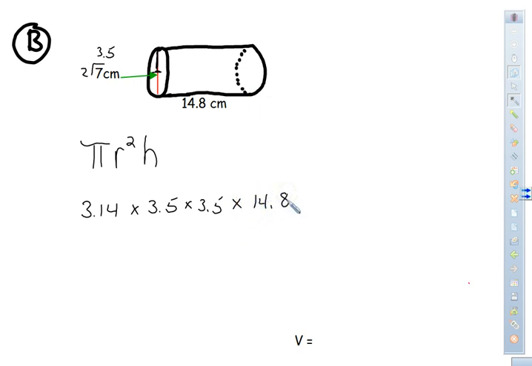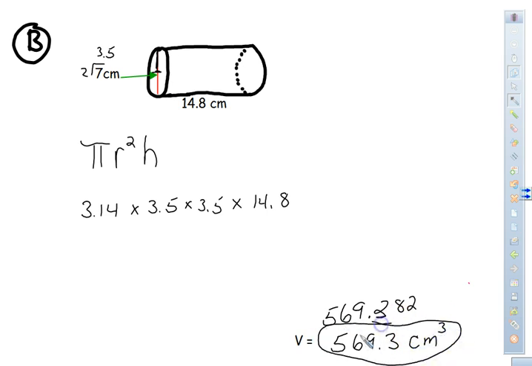Okay, so now you can simply, again, plug that into your calculator. 3.14 times 3.5 times 3.5 times 14 and 8 tenths. And you get a total of 569 and 282 thousandths. And again, you're going to round to the nearest tenth. So it's going to be 569 and 3 tenths, and it is centimeters, and it's cubic centimeters because of volume.